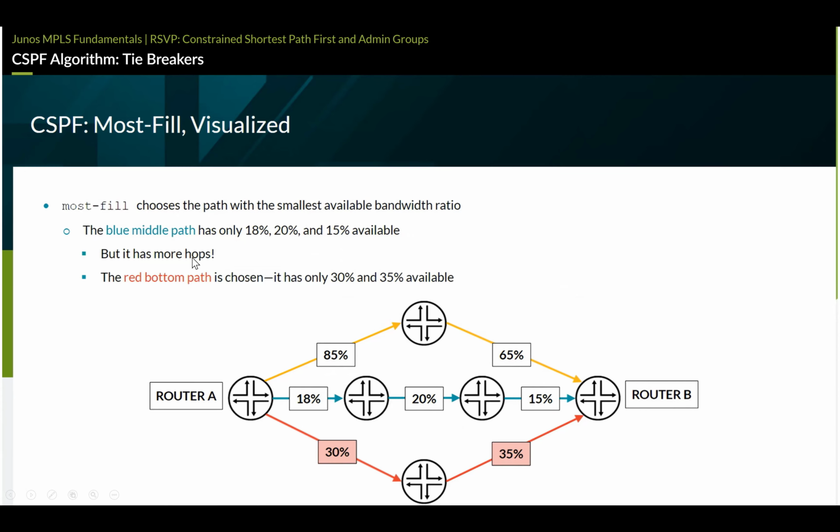But it has more hops. Two hops, and this is a single hop. The available bandwidth ratio is smallest, but the hop count is higher than the others. Okay, so the red bottom path is chosen. It has only 30% and 35% available with a single hop.